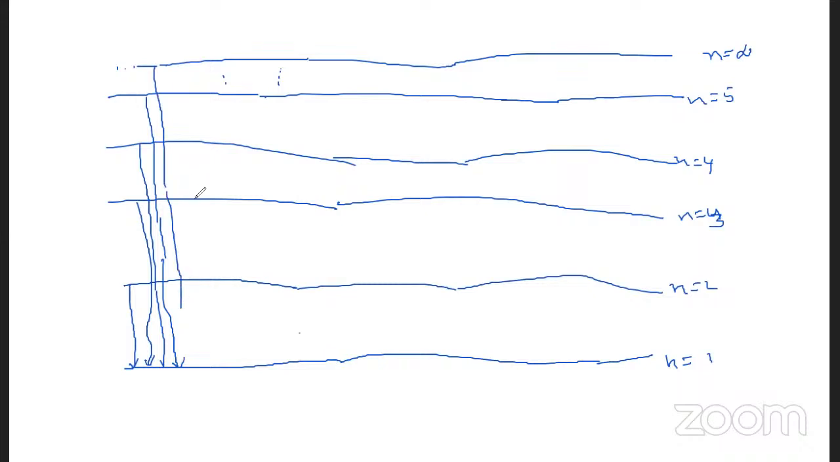So whenever the electron is jumping from n equal to 2 to 1, or 3 to 1, or 4 to 1, and so on, that ends at n equal to 1. This one, n equal to 2 to 1, should be one line.